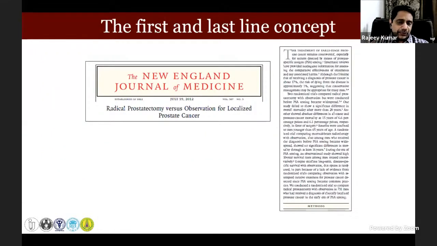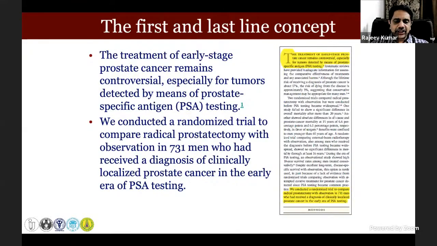And again, an example of how a good introduction is written is what I call the first and the last line concept, which means that if you read the first line and the last line, you would generally know what the paper is about. So this is the famous PIVOT study. If I read just the first 2 and the last line: the treatment of early stage prostate cancer is controversial. Known knowledge: prostate cancer, treatment controversial, especially for tumors detected by PSA screening. Therefore, the unknown knowledge is we don't know how they should be treated. What are we going to do about it? We conducted a randomized trial to assess radical prostatectomy versus observation.